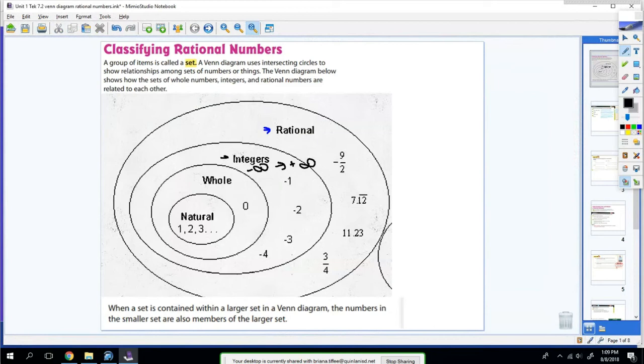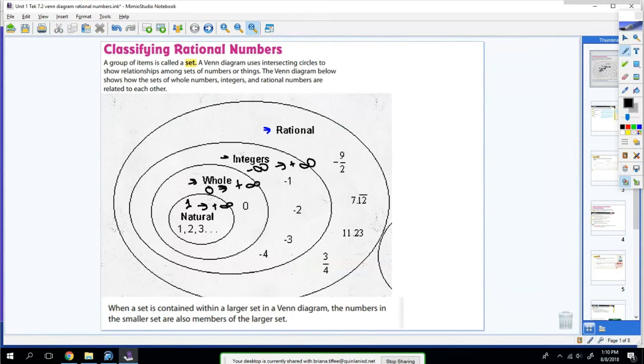A whole number is from 0 to positive infinity. So a whole number can't be fractions or decimals and also can't be negative. A natural number is from 1 to positive infinity. So the only difference between whole and natural is natural just can't have 0.